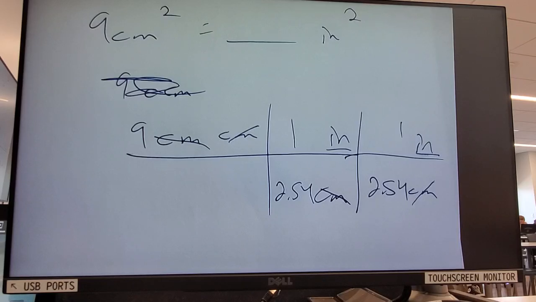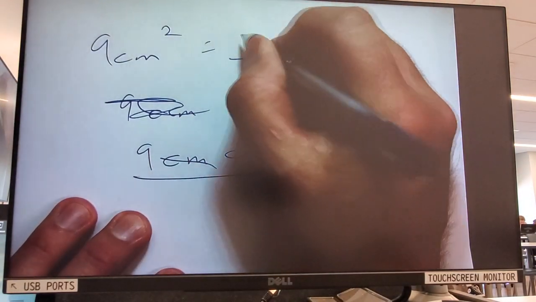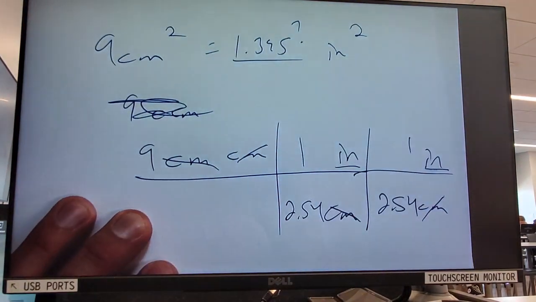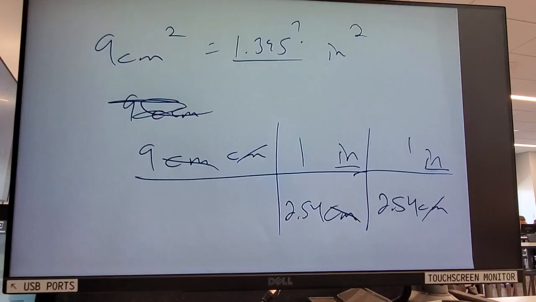I got 1.3 something. I did this and I can't remember. I don't know where the answer key went. There it is. Oh boy, I was off. No, I just can't read my own writing. I think it's 1.4 roughly. Yeah, 1.395. Okay.